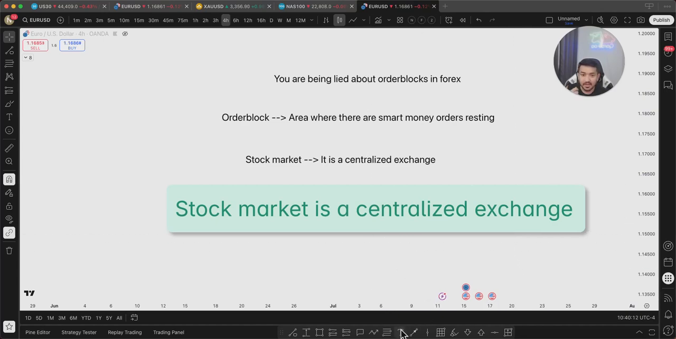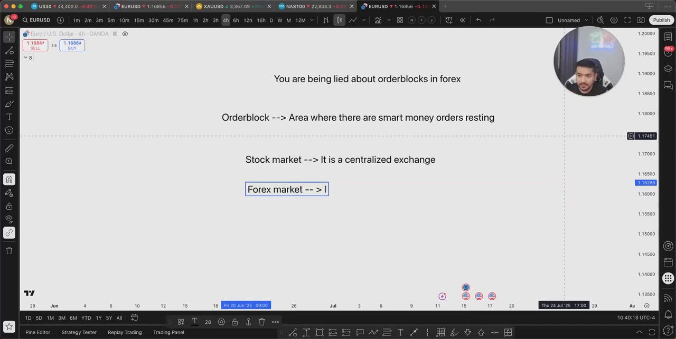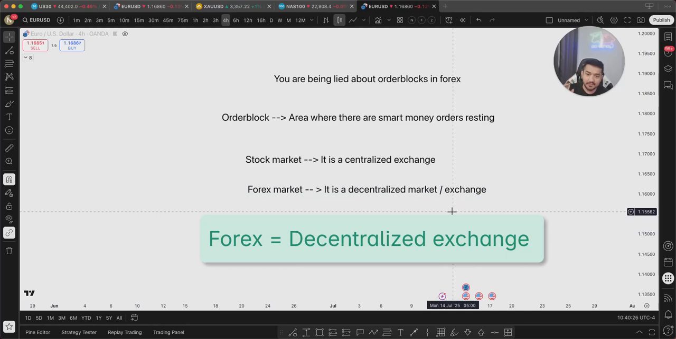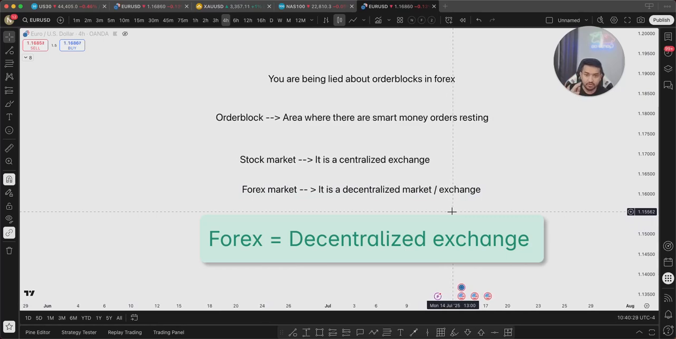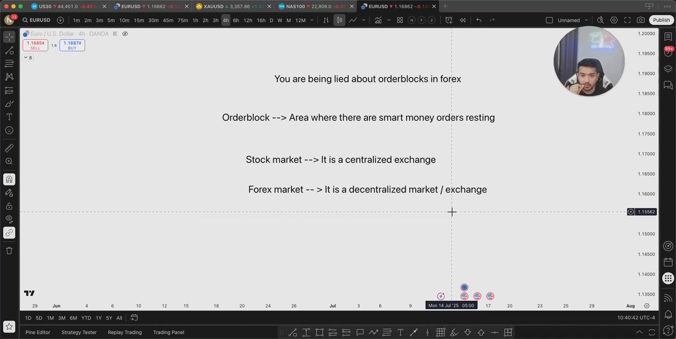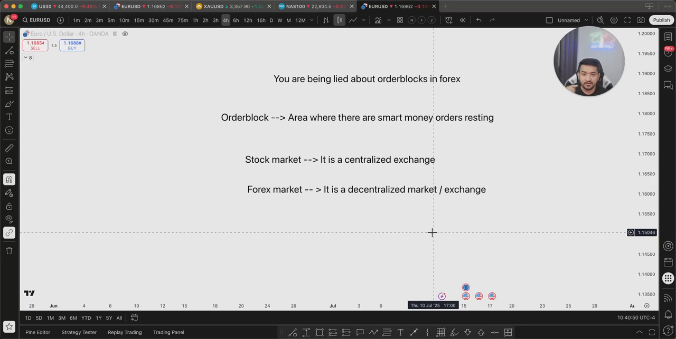However, as you know, the forex market is a decentralized market or decentralized exchange, meaning at any given point of the day, whether you are sleeping or you are awake, some bank somewhere in the world is trading on that currency pair, whether it's euro against dollar, or Canadian dollar against Japanese yen, or euro against Swiss franc. Someone somewhere on the earth is always trading on that currency pair, agnostic of where you are located.